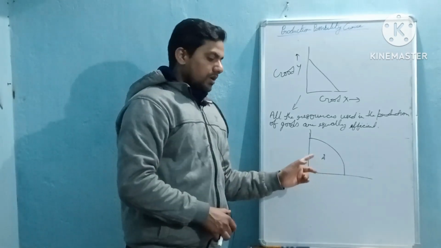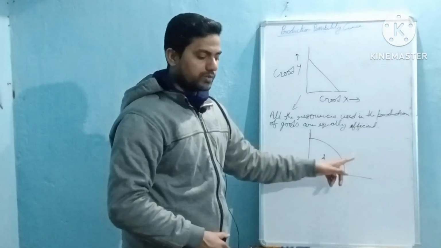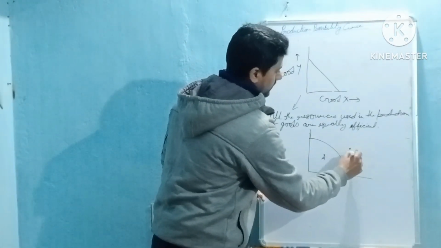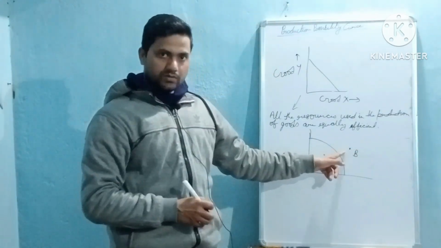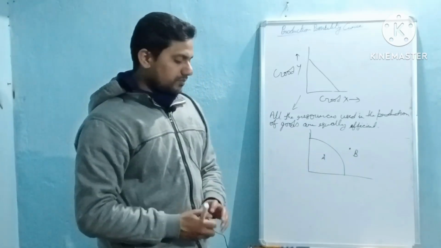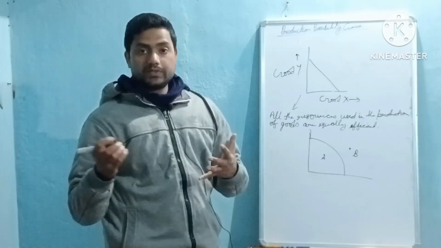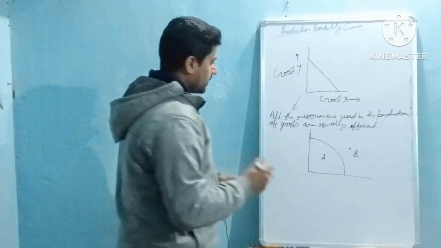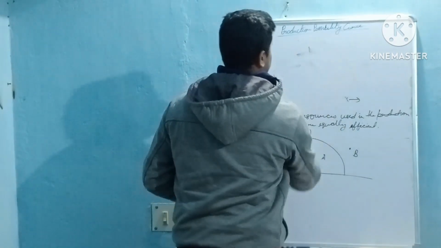Any point beyond this curve is not possible. For example, if we are at point B, it is not possible to produce that combination of goods and services. Then the next question arises: can the production possibility curve shift? Yes.